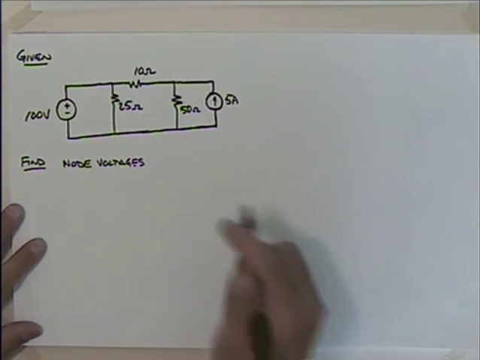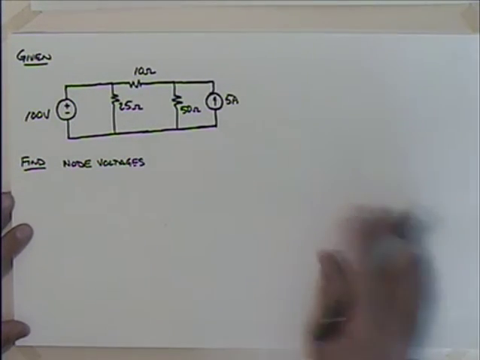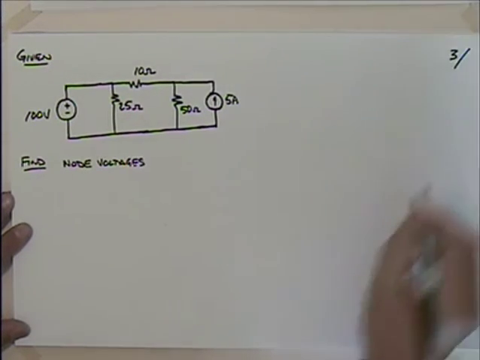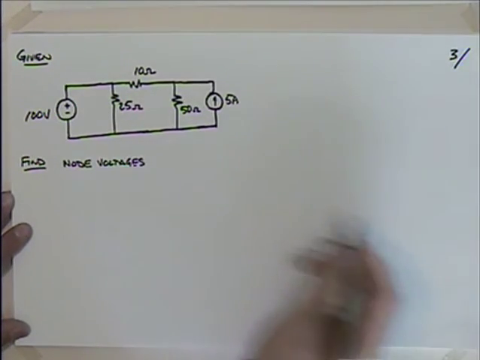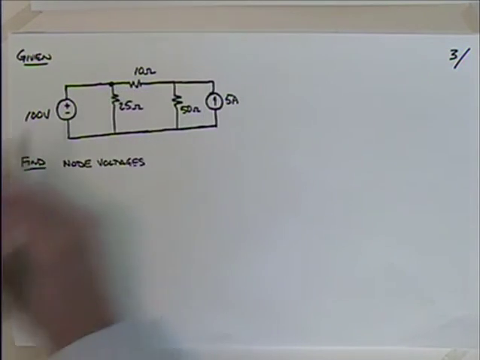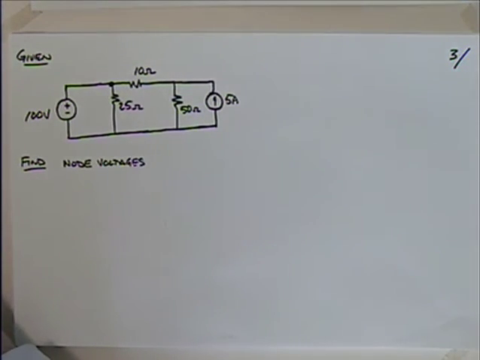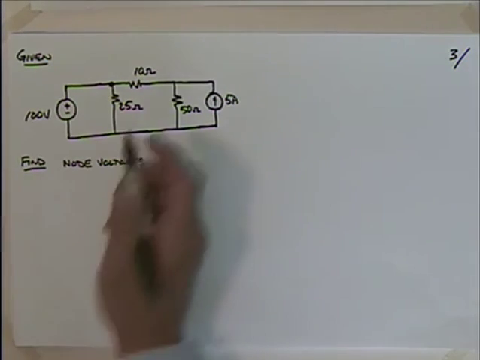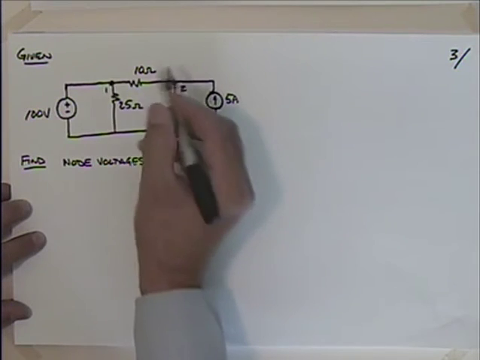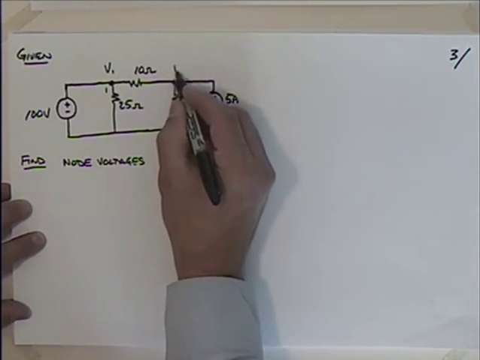So in this problem, I'm running a little uphill there. I guess that's okay. I'd like to find the node voltages. So I'd like to find the voltage here. I'll say that that is node number 1. And the voltage there, I'll say that's node number 2. So we can call this V1. We can call that V2.